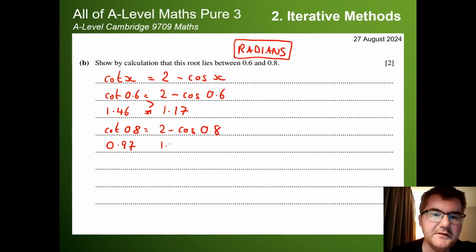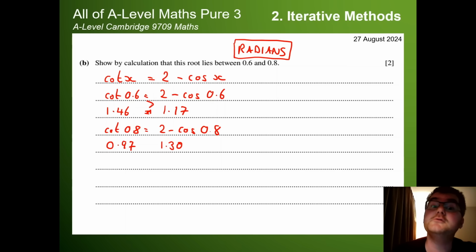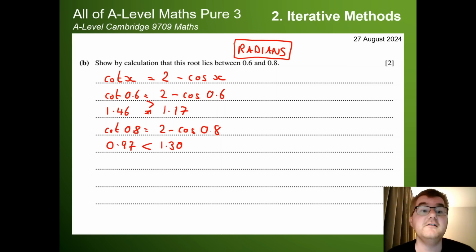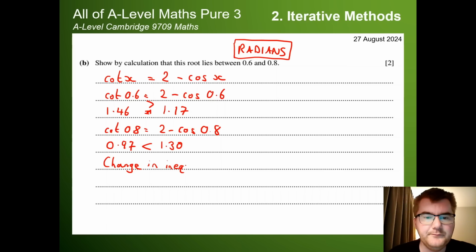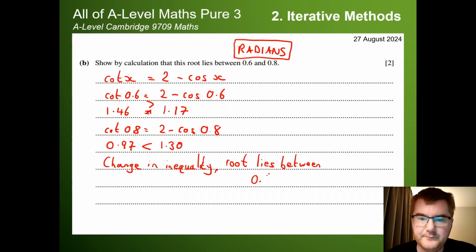Now, what's the point of me doing this? Well, notice we have a sign change here. So 1.46 was greater than 1.17, and 0.97 is now less than 1.30. So we have a change in inequality here. So that means the root lies between 0.6 and 0.8 to give us our 2 marks.